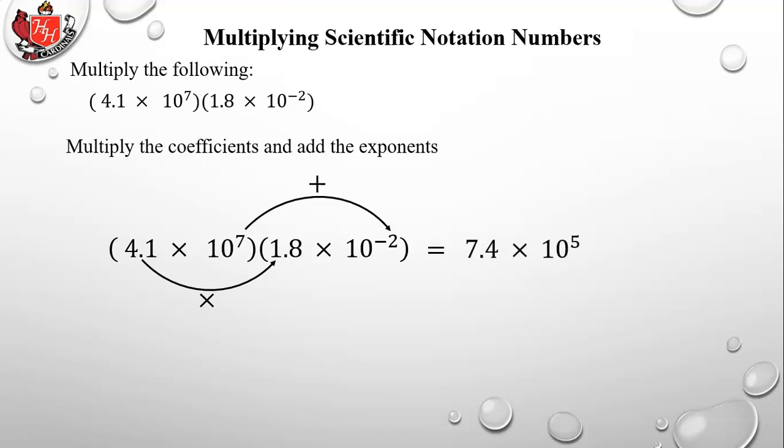So 4.1 times 1.8 is 7.4. And 7 plus negative 2 is positive 5. So the answer is 7.4 times 10 to the 5th.